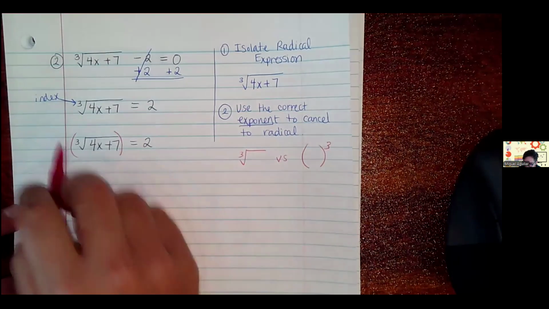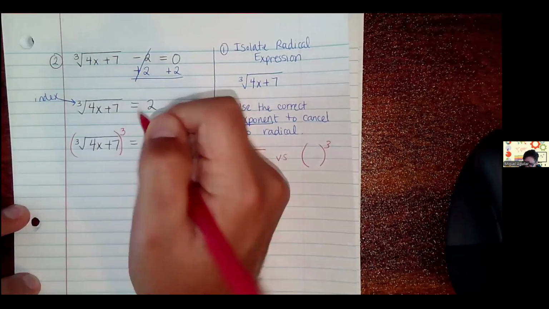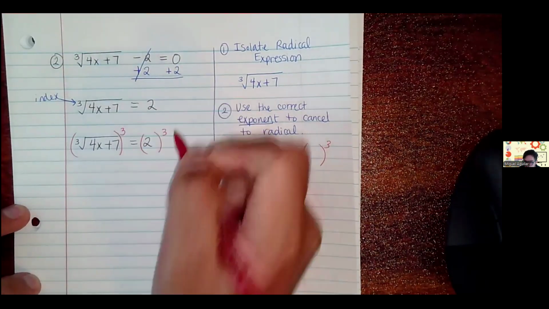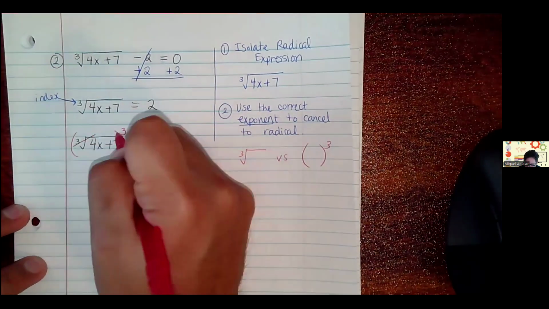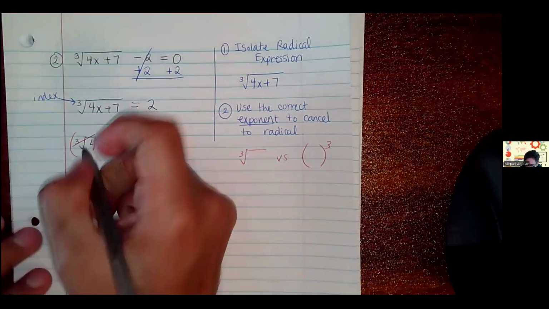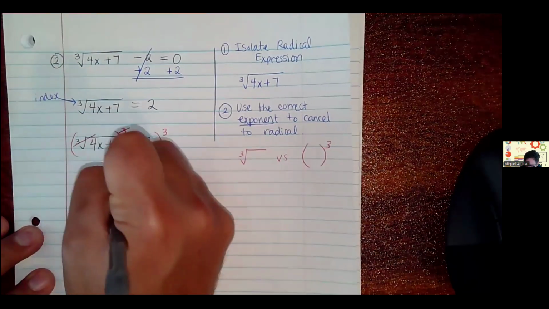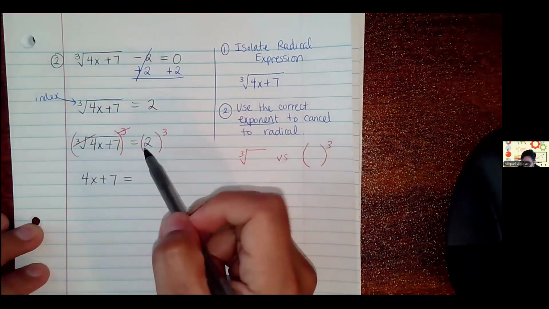Next, we will wrap this expression in parentheses and raise it to the third power. Do the same on the right-hand side of this equation. And now the third root and the third power will cancel each other out. So we have 4x plus 7 is equal to 2 to the third power.